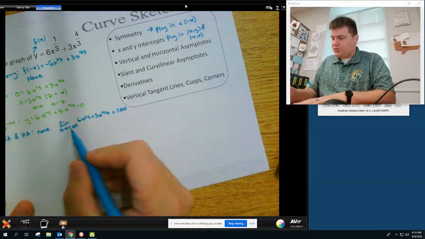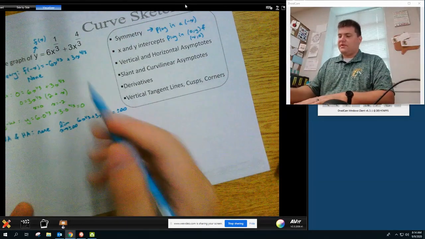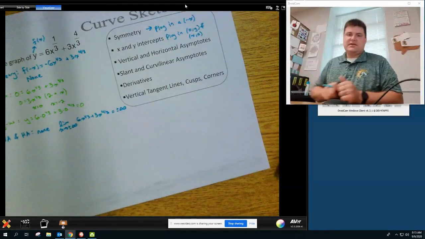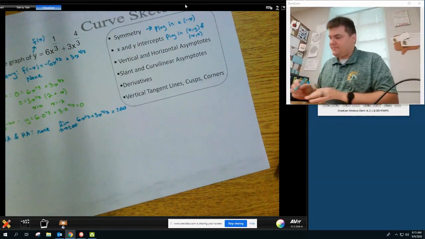So this is telling us that there's no horizontal asymptote and no vertical asymptote. Again, there's no fractions in here to say it's not equal to 0. So we're good with that.